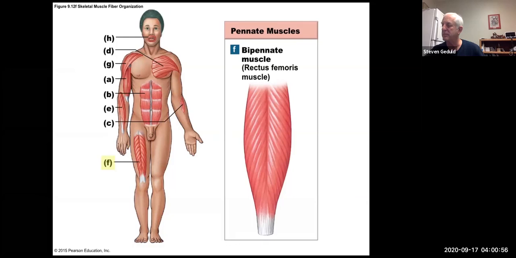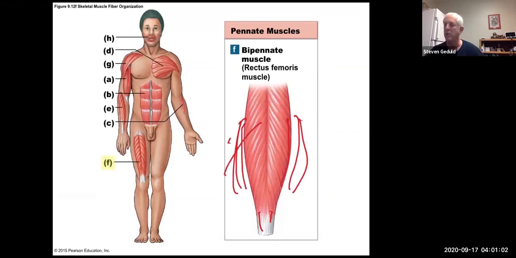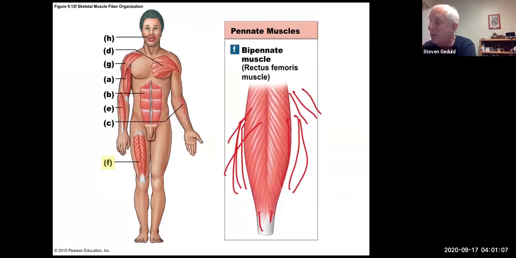See, here's the tendon, and it's coming on both sides of the tendon. And you see the angle they're at. They're not going along the long axis. They're at an angle, an oblique angle. So bipennate means the muscles are on both sides of the tendon.